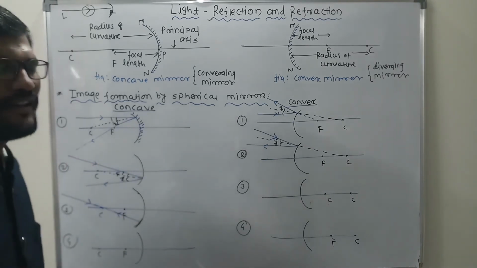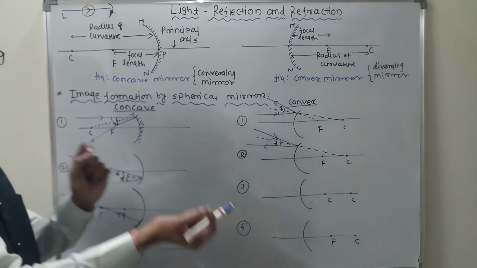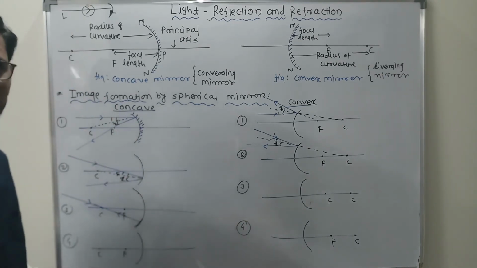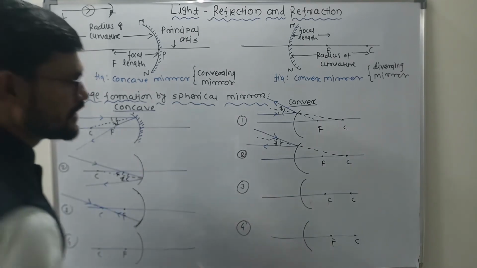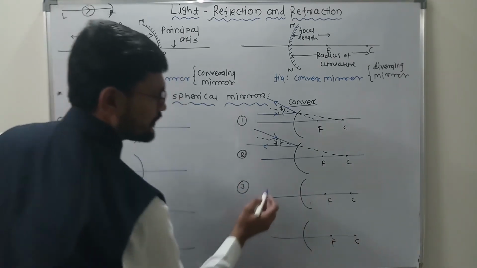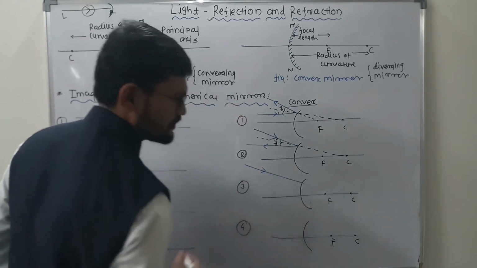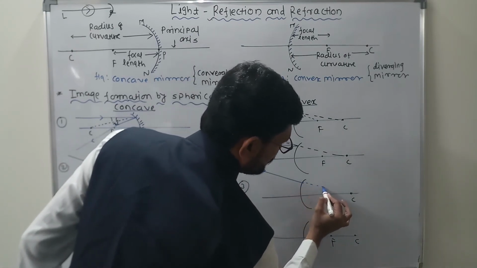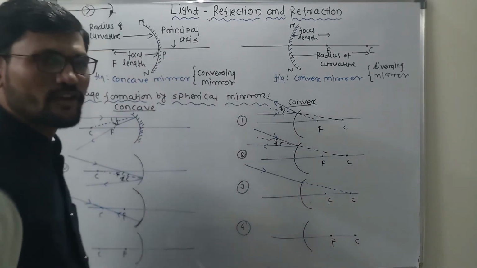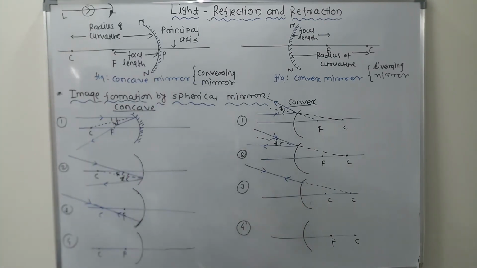What does this mean? Whenever light is going through the center of curvature, what will it do? It will retrace the same path. Similarly for this case also, if the light is directed toward the center of curvature, it appears to travel through the center of curvature and it reflects back along the same path. It follows the same path. Clear? This is the case.